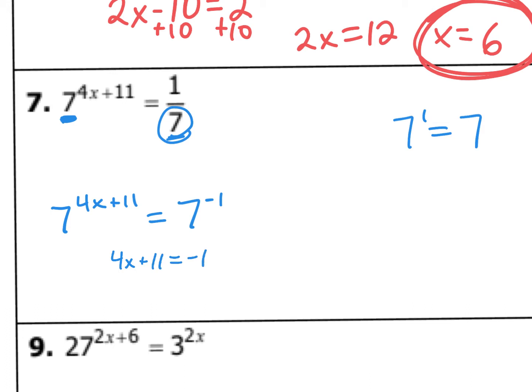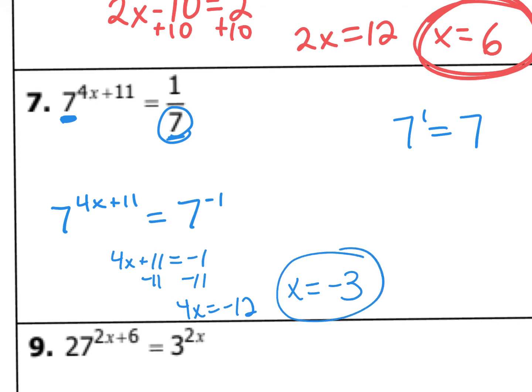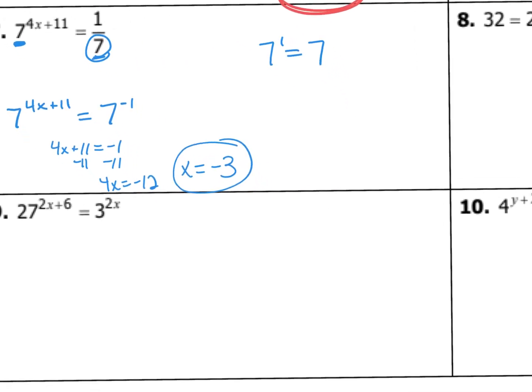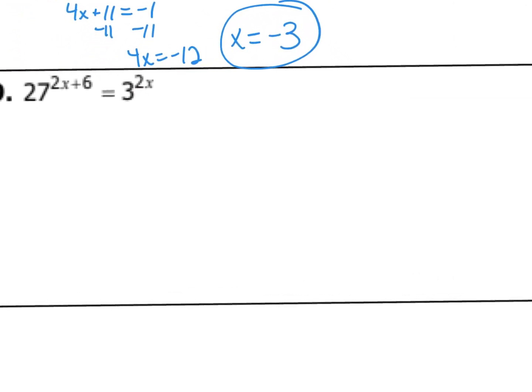Perfection. Subtract 11 over, right? 4x is negative 12, and what's x going to be? Negative 3. Any questions on that? Okay, cool. Skipping number 8, going to number 9.